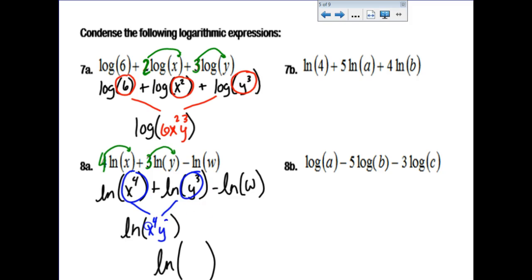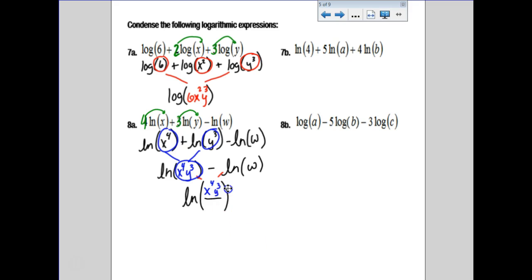Good. But we still have a subtraction of natural log of w. Okay, now I'm ready to collapse down. What happens when it's log minus log? Quotient. So this guy is our numerator. And then the w is now in our denominator. There we go.